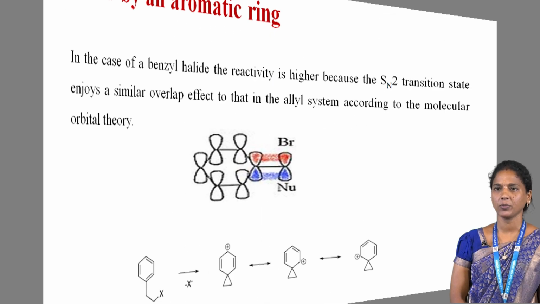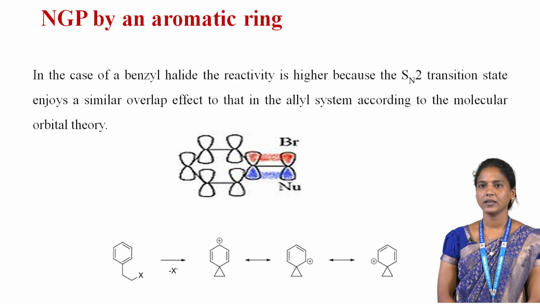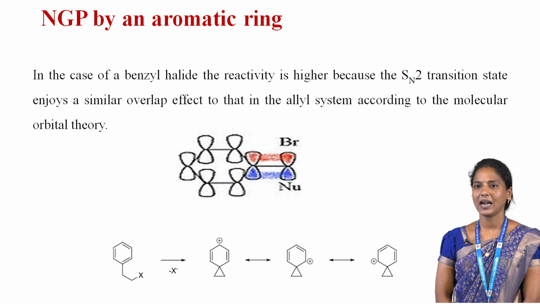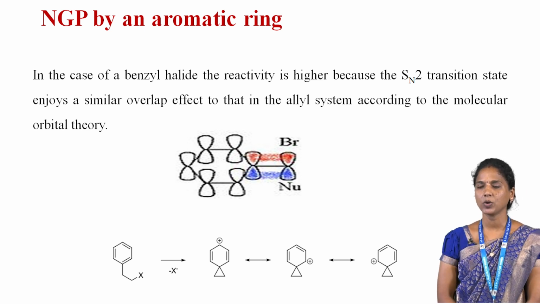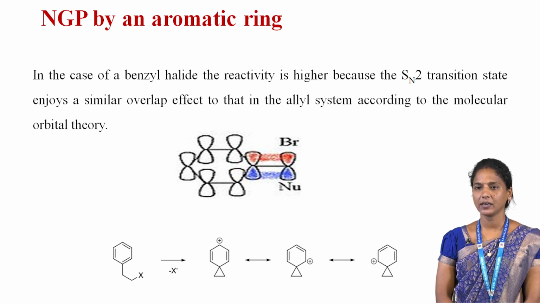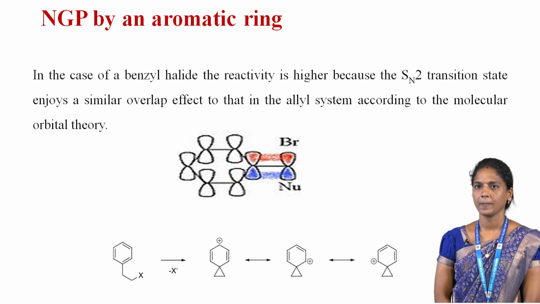Neighboring group participation by an aromatic ring. In the case of benzyl halide, the reactivity is higher because the SN2 transition state enjoys a similar overlap effect to that in the allyl system, according to molecular orbital theory. An aromatic ring can assist in the formation of a carbocationic intermediate called a phenonium ion by delocalizing the positive charge. Next one, the allylic carbon.